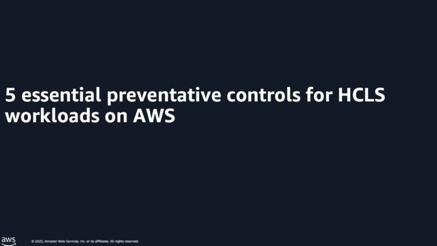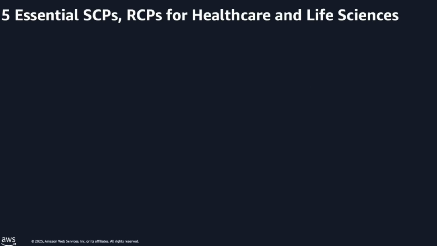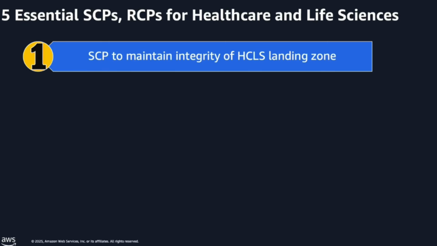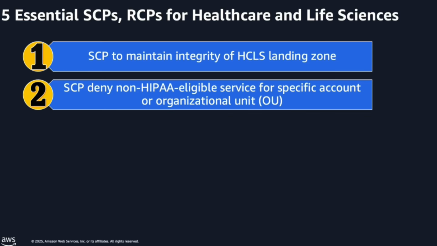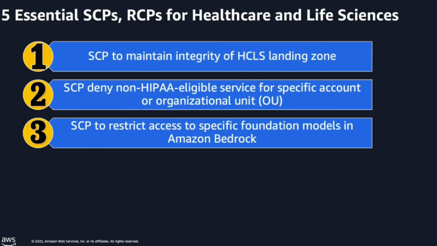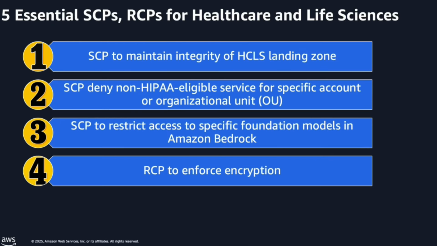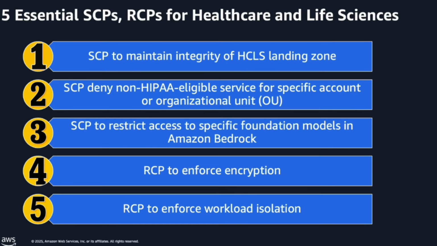Thanks, Hector. Now that we have an understanding of service and resource control policies, let's go through 5 examples that are essential for healthcare and life science customers. These 5 essential service and resource control policies focus on protecting the foundational governance layer of your AWS environment. The first SCP will maintain the integrity of your regulated landing zone. The next SCP can be used to enforce HIPAA-eligible services for AWS accounts and or organizational units. Third, we'll cover how to specify specific foundation models in Amazon Bedrock. And for our 4th and 5th examples, we'll show how to enforce encryption for data at rest and in transit for your AWS resources.